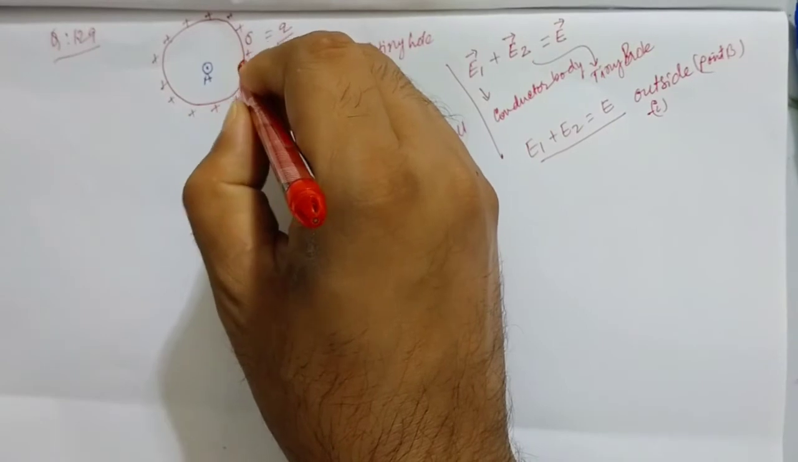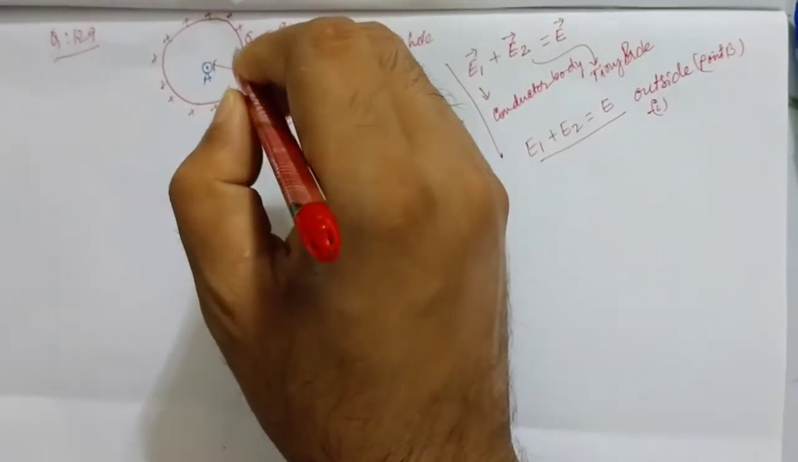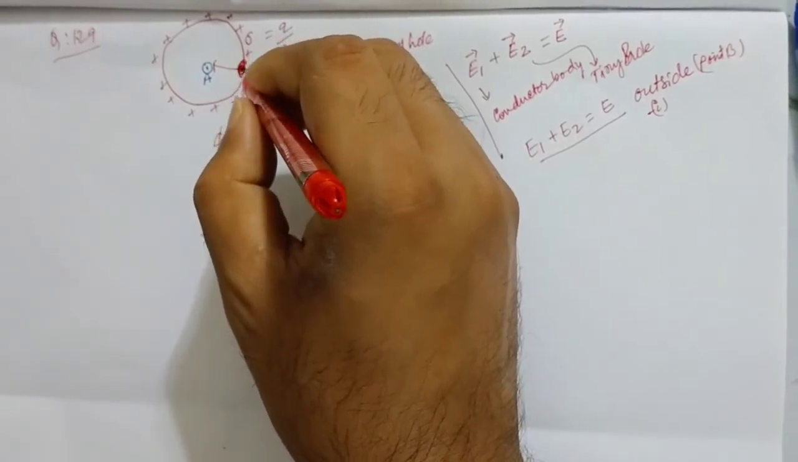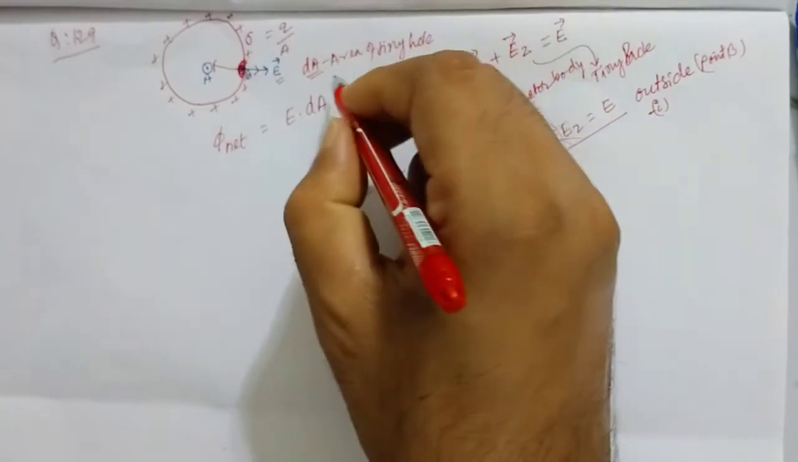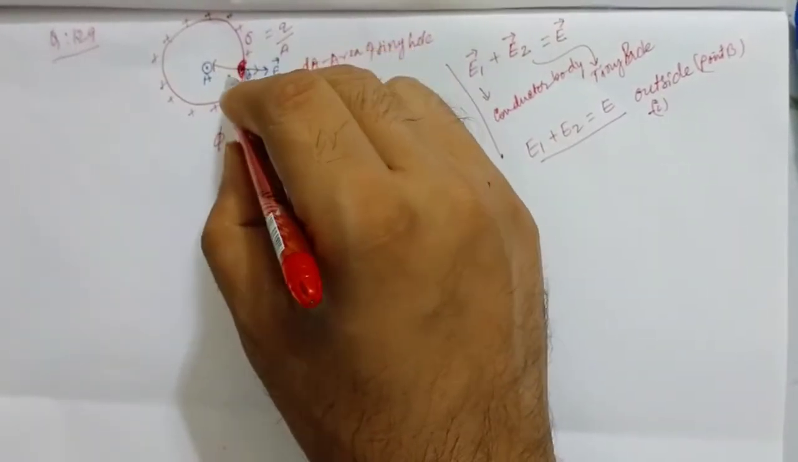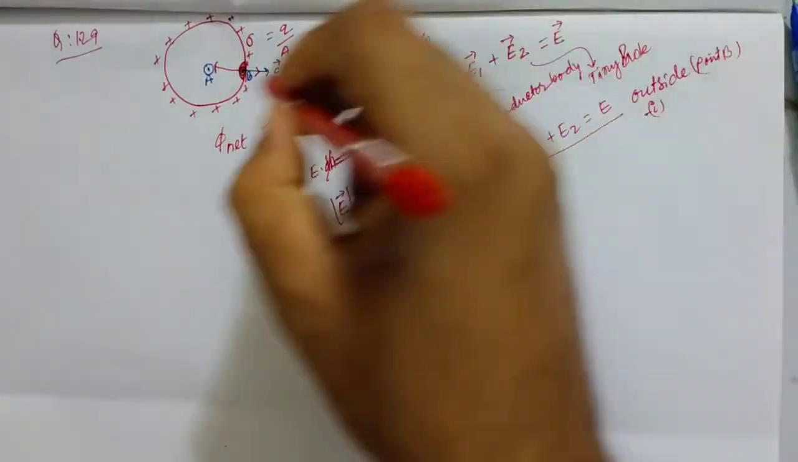So these tiny charges will put another field this side also, because this is a point charge. You can consider as we took this one is the smallest one, dA, very small. So some charge it will contain. So this part will give you some electrical field this side also, and this will be E2.